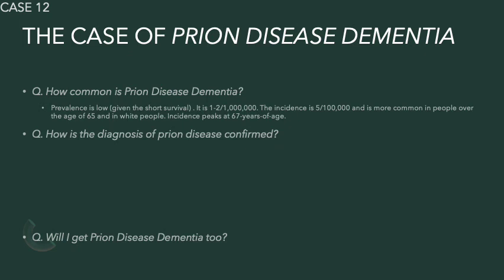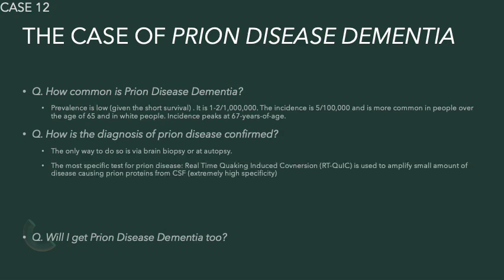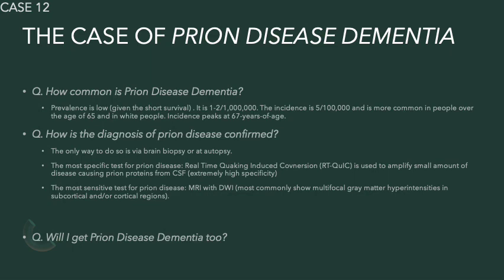How is the diagnosis of prion disease confirmed? The only way to do so is via brain biopsy or an autopsy. The most specific test for prion disease is real-time quaking-induced conversion, or RT-QuIC. It's used to amplify small amounts of disease-causing prion proteins from CSF and has extremely high specificity. The most sensitive test for prion disease is MRI with DWI. Most commonly, this shows multifocal gray matter hyperintensities in subcortical and or cortical regions.